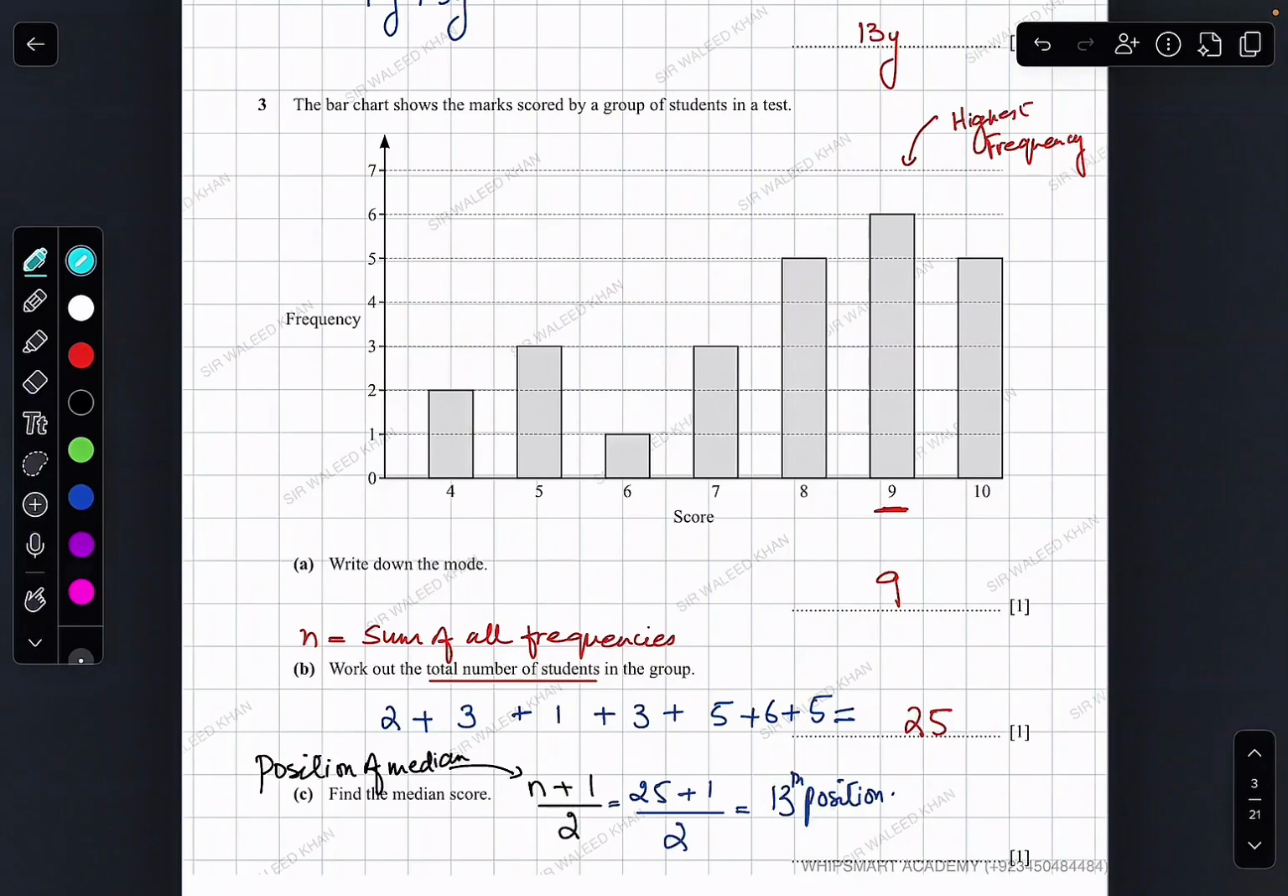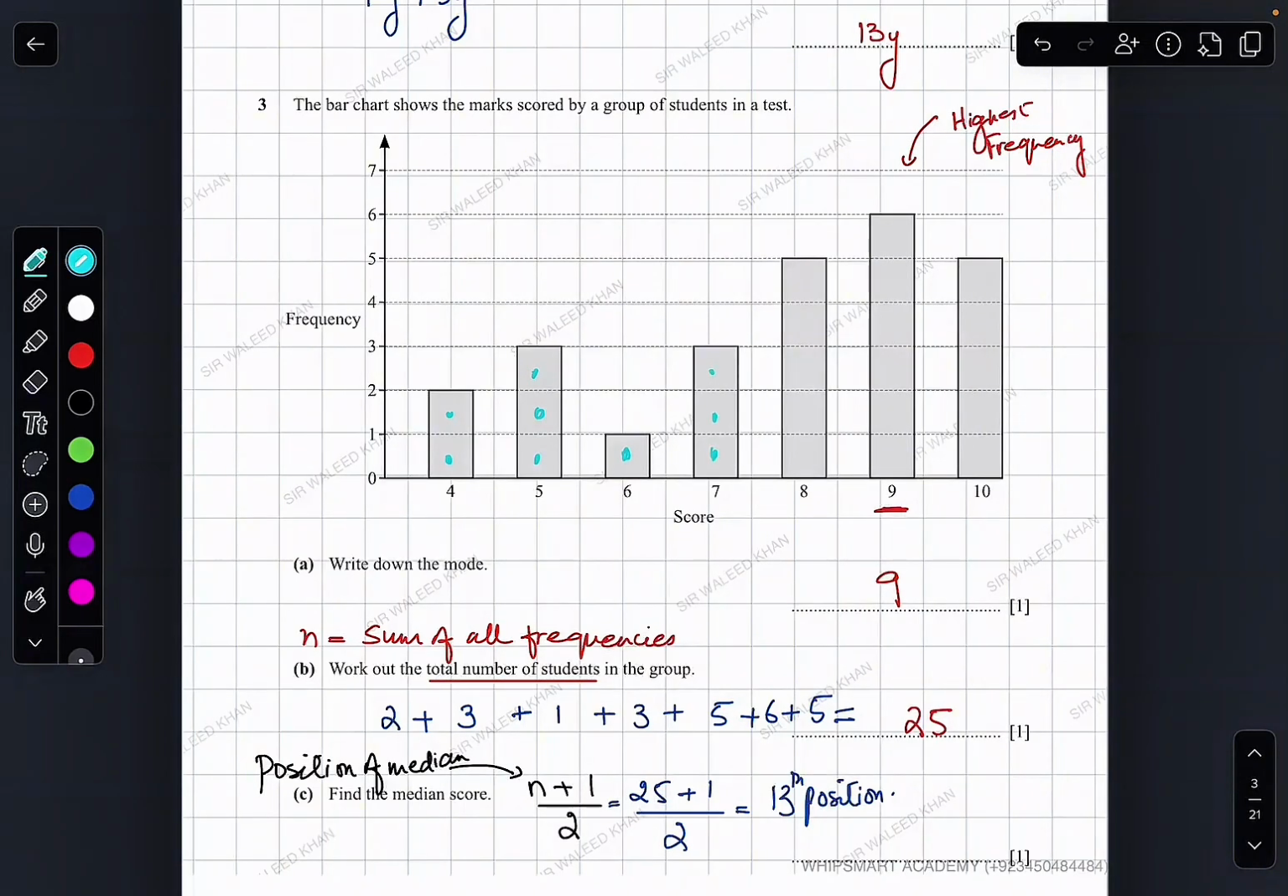So we can see that students who scored 4 marks, they are 2 students. 1, 2, right? Frequency से आपको पता चलता है. Scoring 5, there are how many students? 3 students. So total कितने हो गए? 5. 6, 1, 6. For 7, we have 3 students.